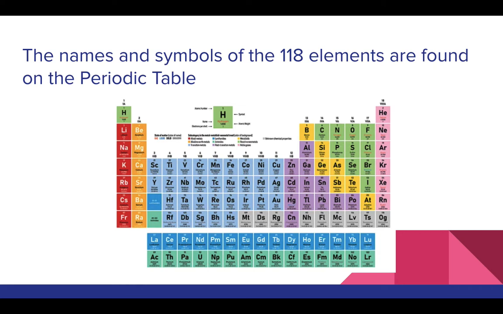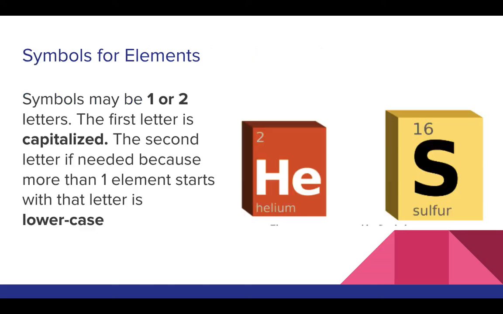Some of you may know that the periodic table is arranged by something called atomic number. An atomic number is just the number of protons in their nucleus. We'll be reviewing and talking about that in subsequent units.